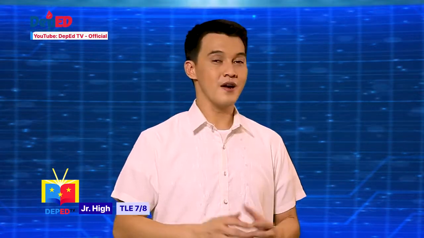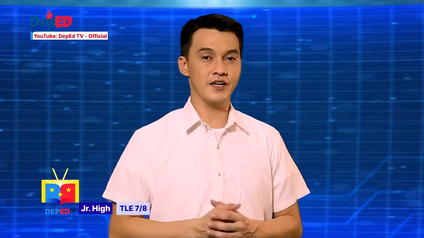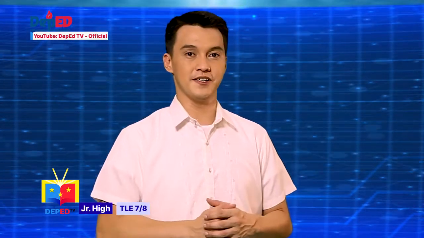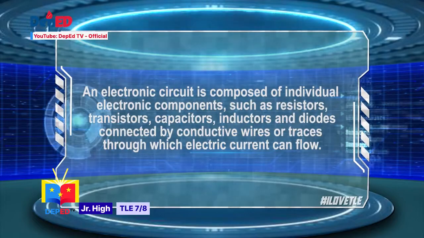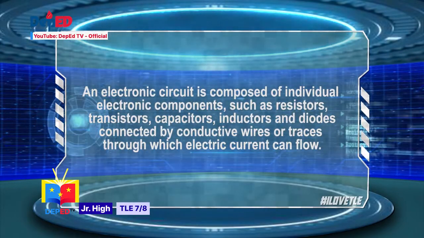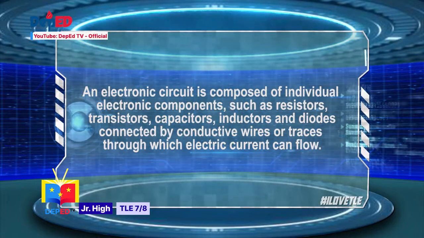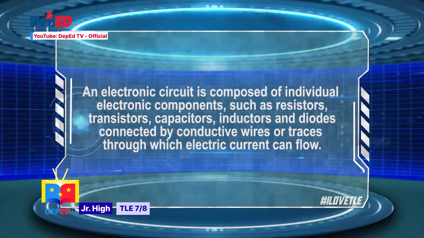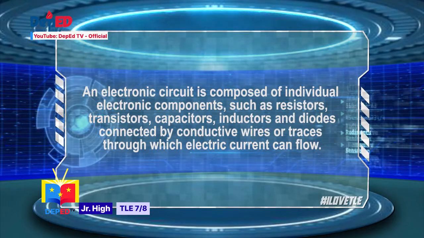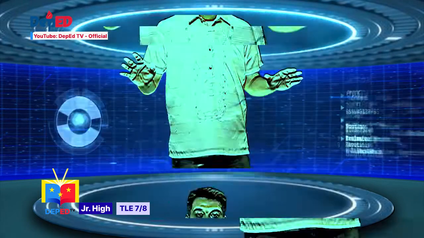The television, radio, computer, microwave oven, electric fan, flat iron, and other electrical appliances are made up of electronic circuits. An electronic circuit is composed of individual electronic components such as resistors, transistors, capacitors, inductors, and diodes, connected by conductive wires or traces through which electric current can flow.